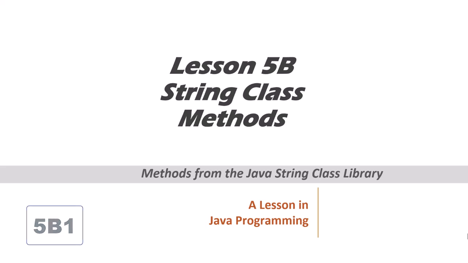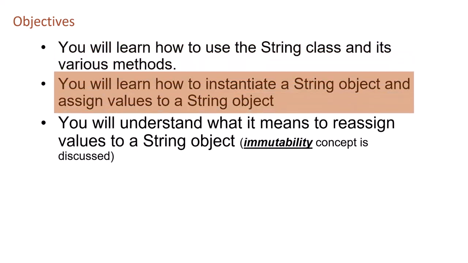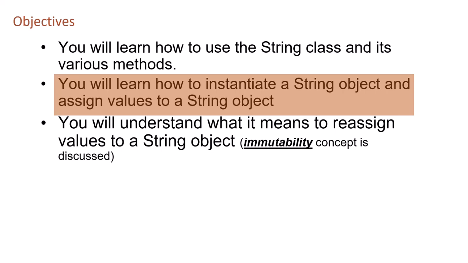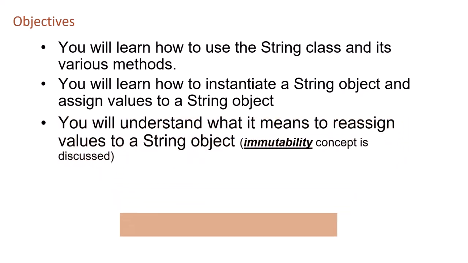In this lesson 5b, String Class Methods, you will learn how to use the string class and its various methods. You will learn how to instantiate a string object and assign values to a string object. You will understand what it means to reassign values to a string object. The immutability concept is discussed.